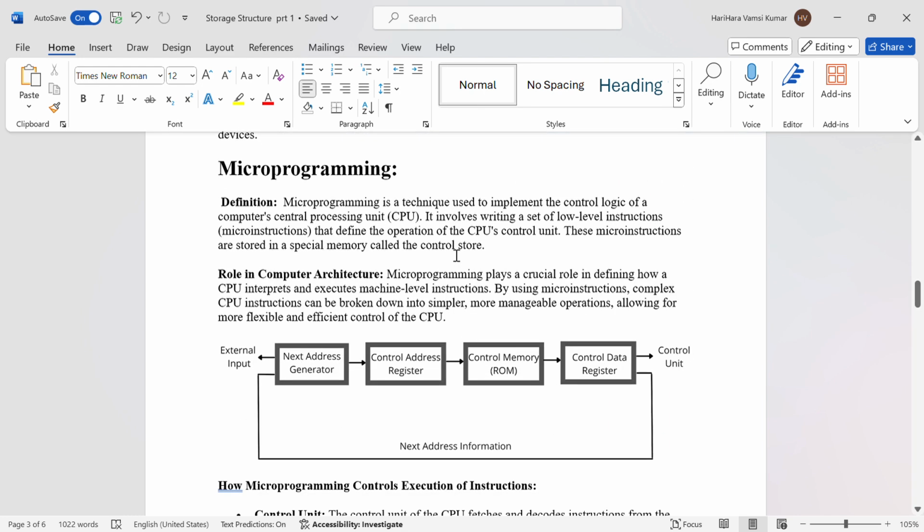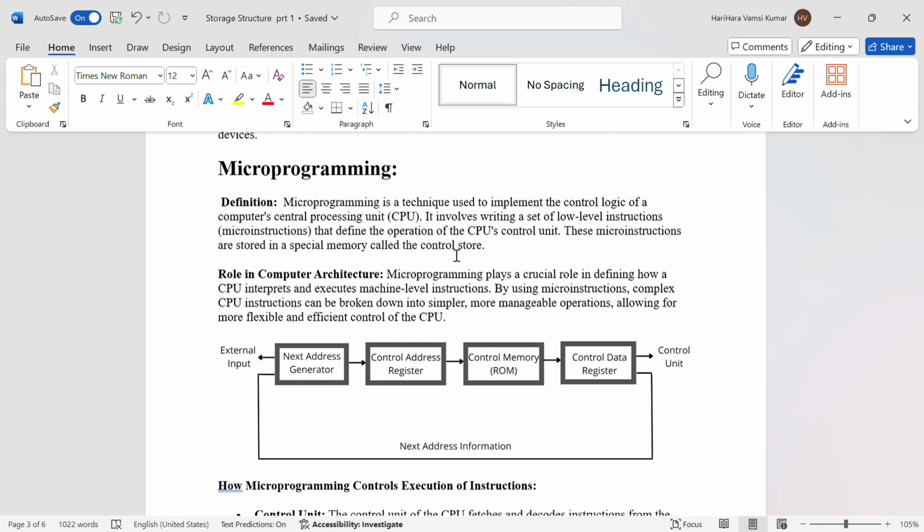The second topic is microprogramming. Microprogramming is a technique used to implement the control logic of a computer's central processing unit, CPU. It involves writing a set of low-level instructions that define the operations of the CPU's control unit. These microinstructions are stored in a special storage called the control store.